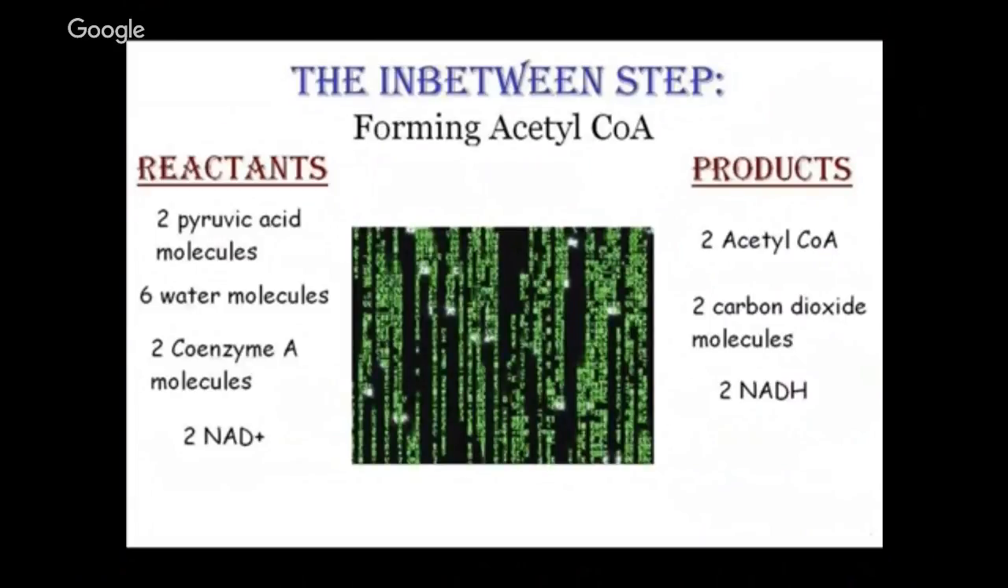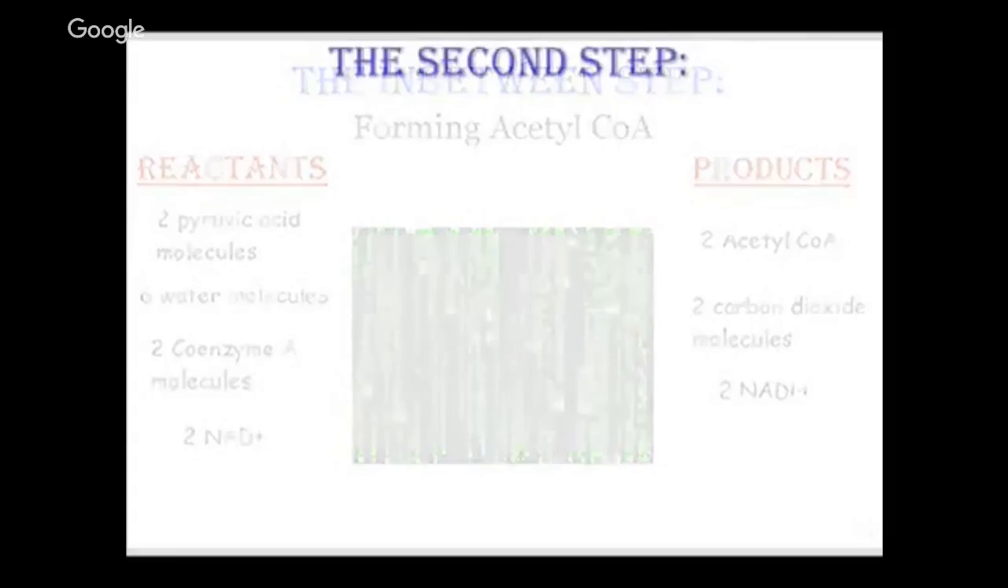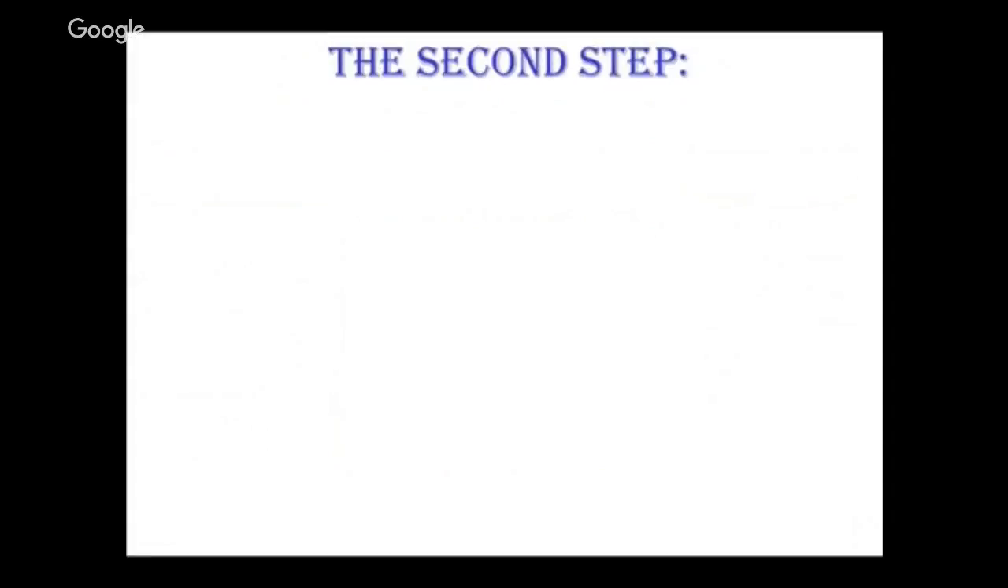Our reactants were 2 pyruvic acid molecules, 6 water molecules, 2 coenzyme A molecules, and 2 NAD+ carrier molecules. To get products, we got 2 acetyl CoA, which were those 2 carbons with that coenzyme A on the front, and 2 carbon dioxide molecules and 2 NADH. Boom. This brings us to the next step, which is the Krebs cycle.